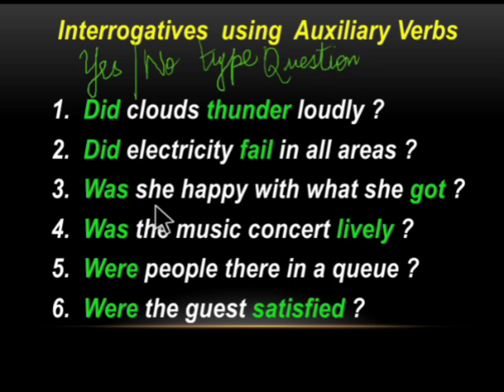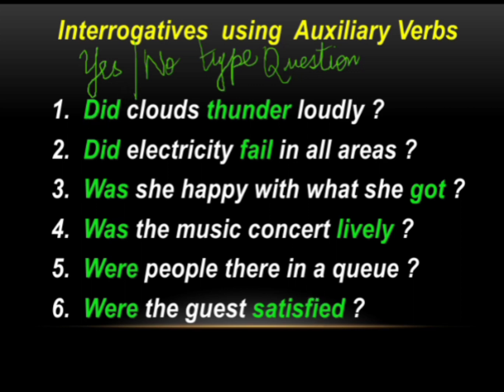Now look at the examples. Did the clouds thunder loudly? Did is used along with the singular as well as the plural. Did electricity fail in all areas? Was she happy with what she got? Was the music concert lively? Were people there in a queue? Were the guests satisfied? So these are a few examples.